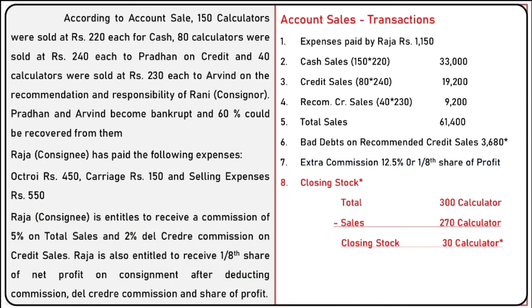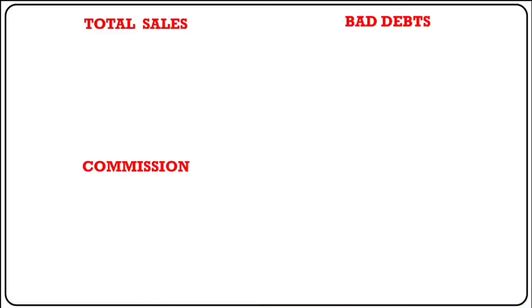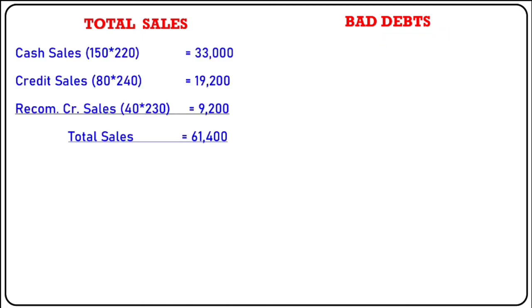Now let's do the solution. Let's calculate total sales, commission and bad debt. સૌથી ત્રણ મહત્વના પોઈન્ટ. સૌથી પહેલા total sales આપણે કેલ્ક્યુલેટ કરી લીધેલું છે. Cash sales directly આપી દીધેલું છે. Credit sales અને recommended credit sales, it is directly given.